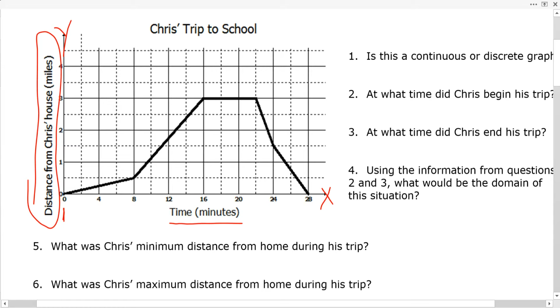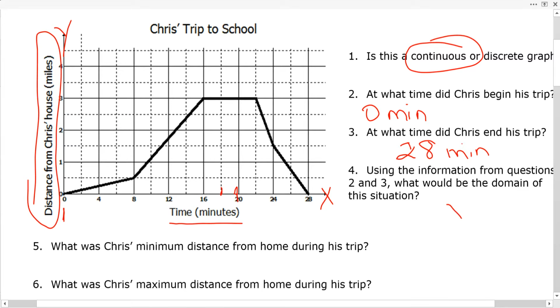Okay, continuous or discrete. All the points are connected because time is a continuous thing. There's points in between the minutes. You can do seconds, milliseconds. So it makes sense that it's continuous. Chris began his trip at 0 minutes, which means whatever time he left the house, that's kind of when the clock started ticking. He ends his trip at 28 minutes, which means it took 28 minutes total for him to get to school.